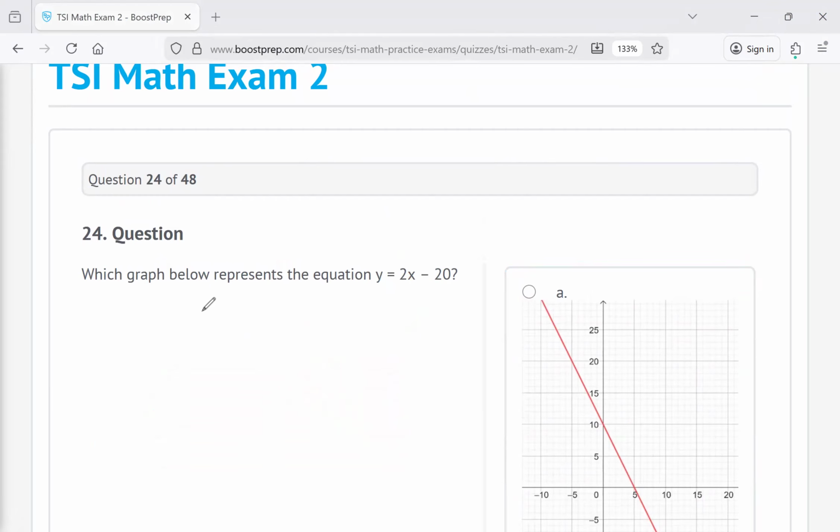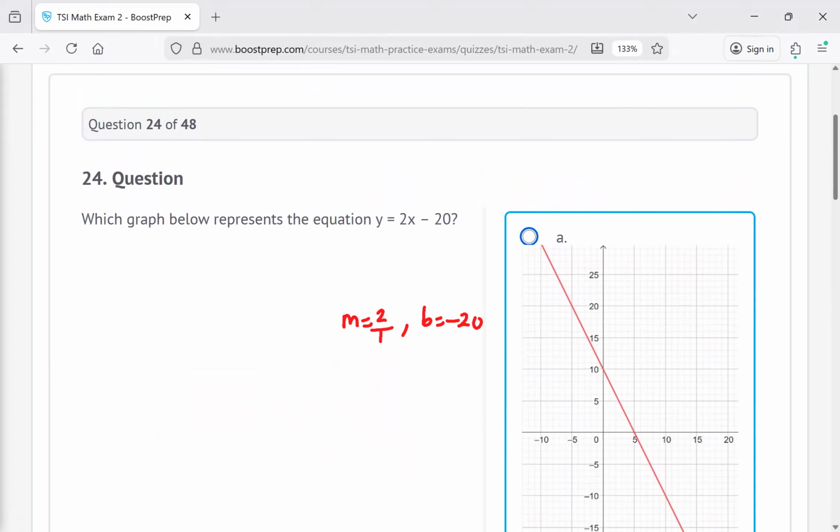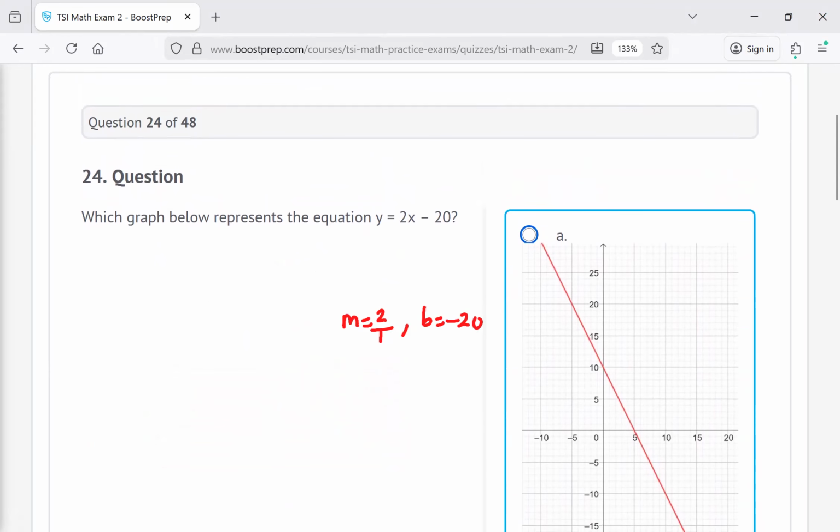Which graph represents the equation y equals 2x minus 20? So we could kind of eliminate some. My slope is positive 2 or 2 over 1, and my b is negative 20. So which one of these is the one? Let's find the x-intercept while we're at it.